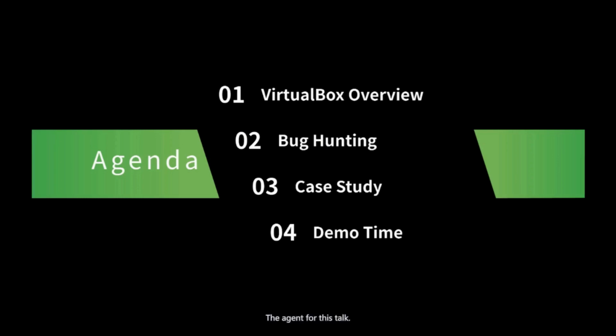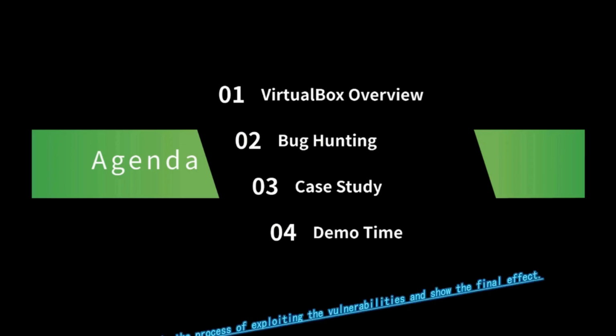The agenda for this talk. First, we will introduce the architecture of VirtualBox and its attack surfaces. Then, we introduce the bug hunting ideas for these attack surfaces, including code review and fuzz methods. Next, we will explain the course of some vulnerabilities through real cases. Finally, we explain the process of exploiting the vulnerabilities and show the final effect.